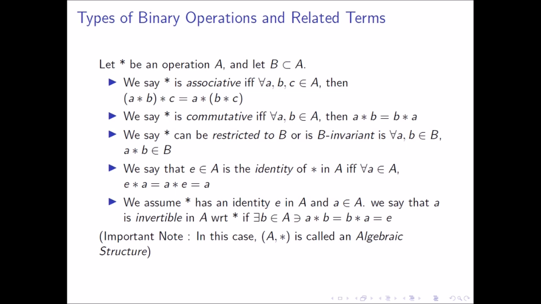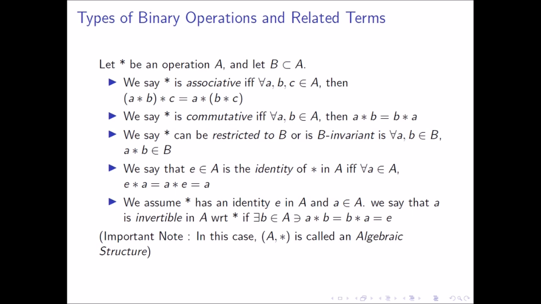For example, let A be 0. Then for any element, A times 0 is equal to 0 times A is equal to 0, and it's never 1. So 0 has no inverse. But can you show that R minus 0, the better behaving set which we saw before, is indeed an invertible operation? That is, for every element there is an inverse.